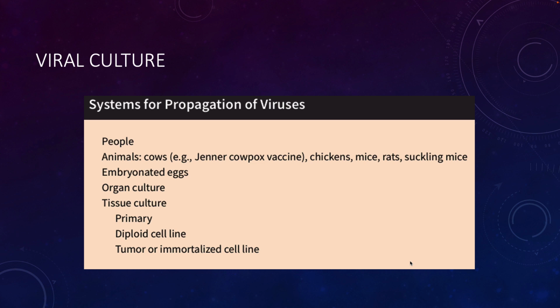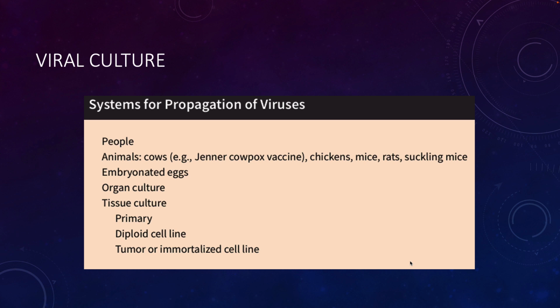To culture viruses is really difficult because you have to be proficient in using any one of these systems. You can't just throw a virus on a plate and have it grow. So you have to be able to use animal models, different types of culture models. You're generally not going to use people, but people are a system of propagation for viruses. But yeah, animals, eggs, organ culture, and tissue culture are really the best and only ways that we know of to propagate viruses, because viruses have to replicate inside of the host cell.